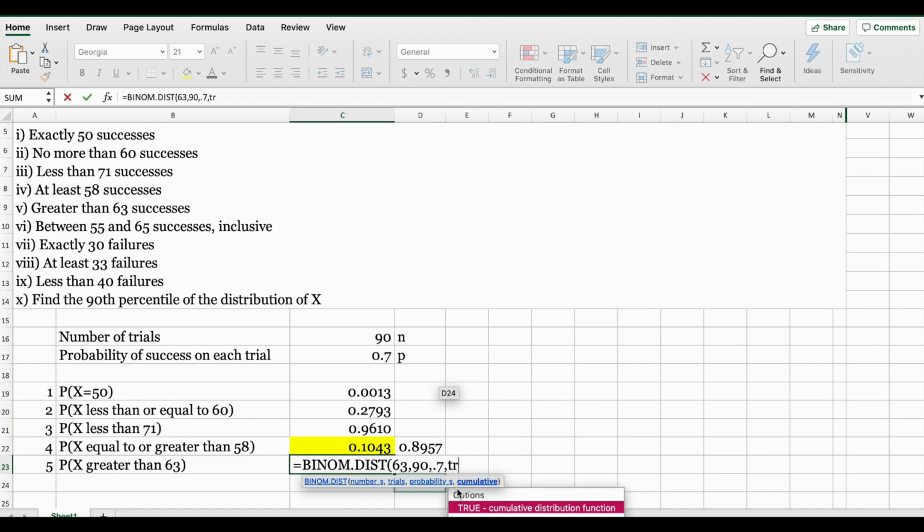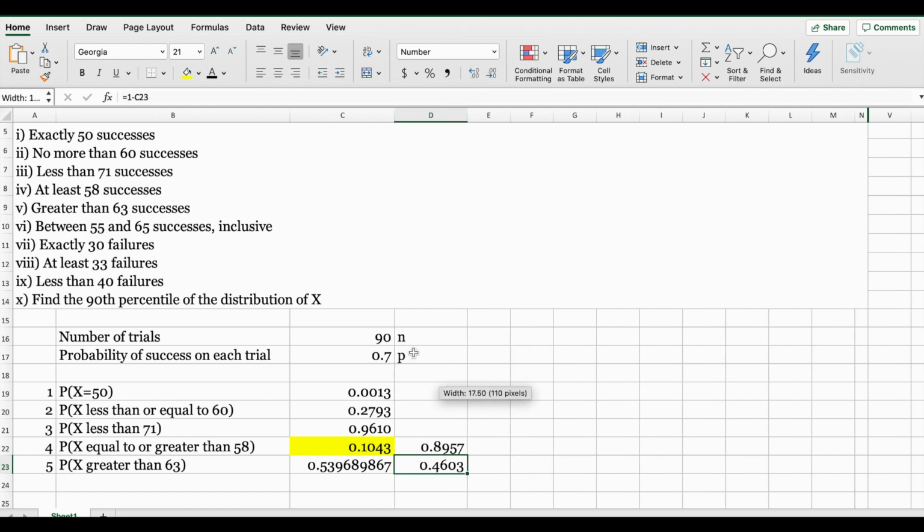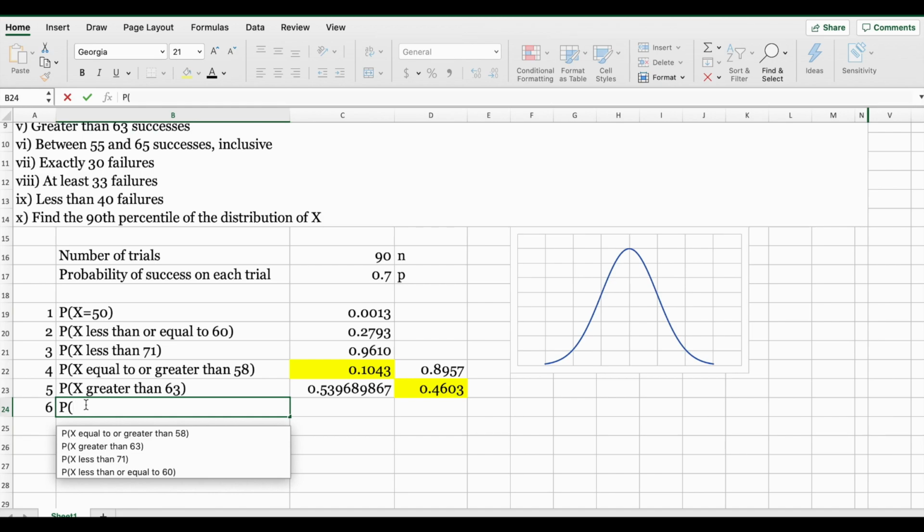And here again, we're looking at the true statement because that gives us the probabilities from the left-hand side all the way till 63. Then we're going to do 1 minus 0.5396. So the probability of x being greater than 63 is 0.4603. So let's move on to question number 6.